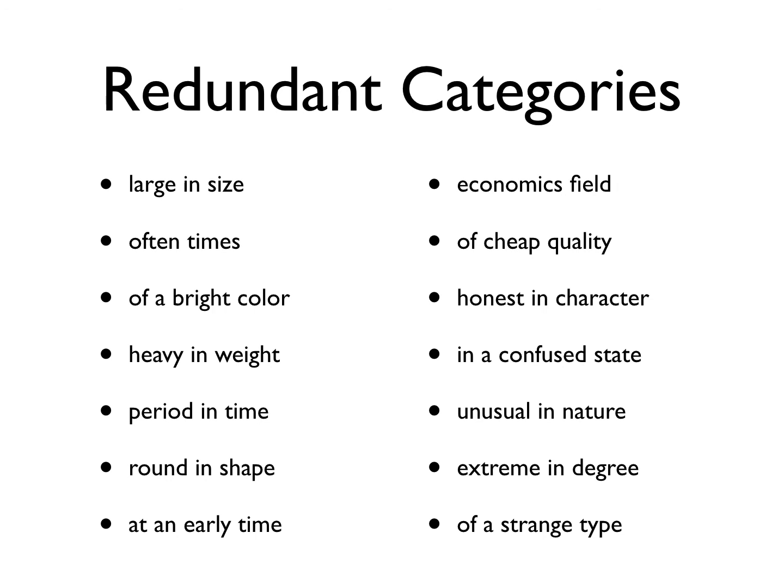Oftentimes. Usually when we're talking about often, we are talking about times. Usually often is enough. Of a bright color. Might not need to have color in there if something is bright. Heavy in weight. Do we need to know that it's heavy in weight, or is heavy enough? Do we know that we're talking about weight? And the same goes for the majority of these. So again, you might keep this entire phrase, or more likely you might edit it down.